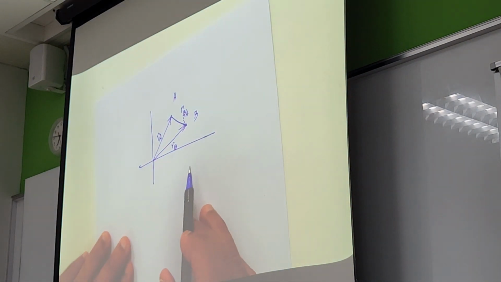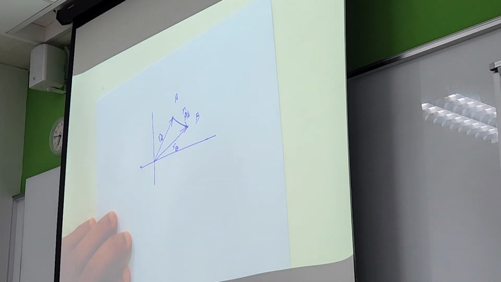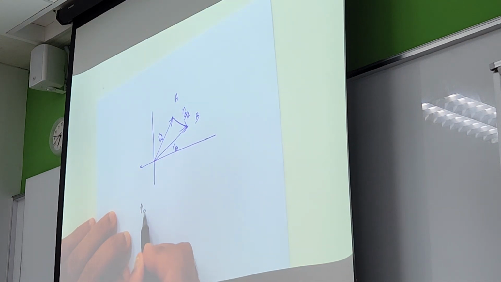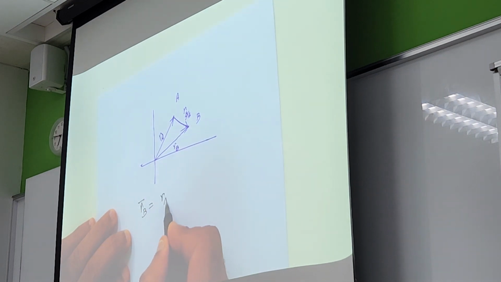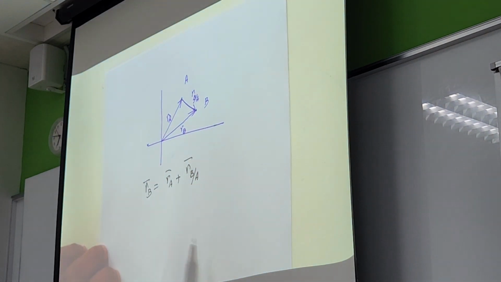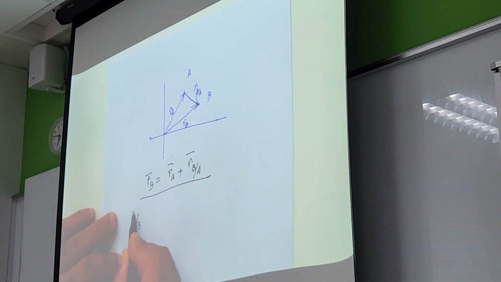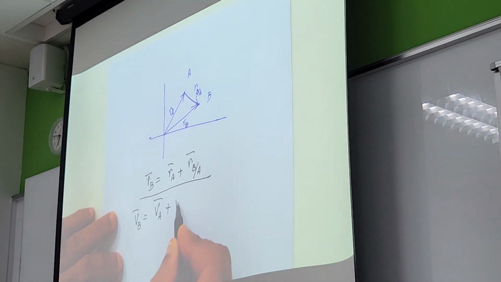Many times we have seen this. This is the basis of the velocity analysis or acceleration analysis. From this we can write the position vector B as the position vector A plus the position vector B to A. This is a vector equation. Now if you take the derivatives of this, you can similarly write the velocity vector B is equal to the velocity vector A plus the velocity vector B to A.